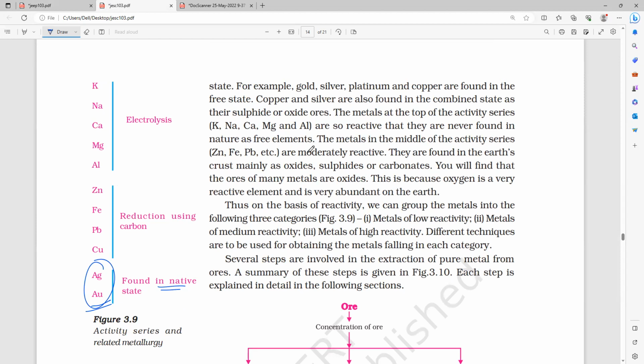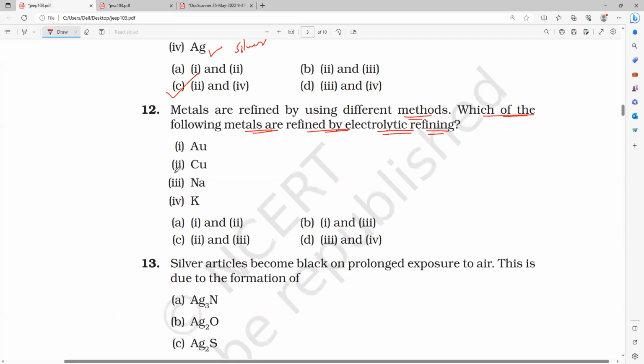Never found in nature as free. These metals are moderately reactive. They are found in the earth's crust. So somewhere we have done it. Electrolytic refining, electrolysis. Check it, all of you. Highly reactive metals: potassium, sodium, calcium, magnesium, and aluminum. So these are electrolysis metals. Am I right or wrong, everybody? So what are the metals coming here?